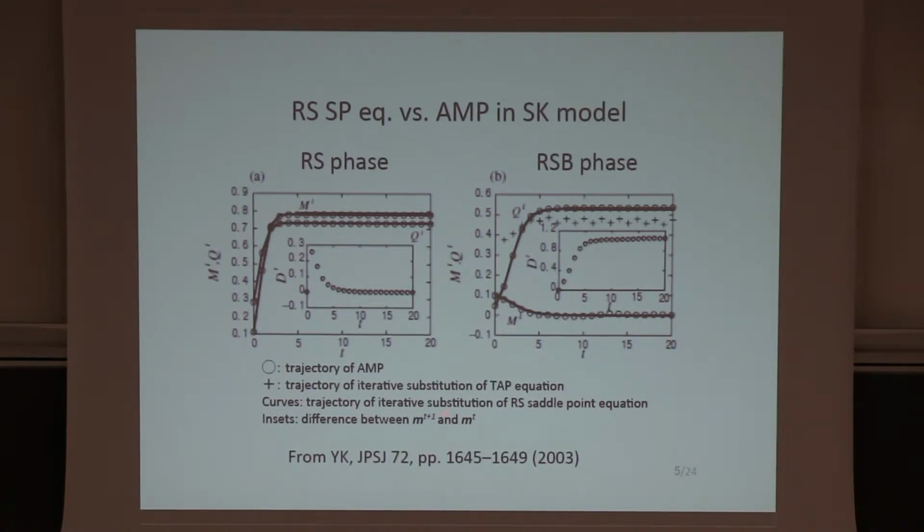But you can see that here in the inset, this plots the difference between the state vectors at two successive times. In the RS phase, this decays to 0. So this means that the algorithm converges to the fixed point. But in the other, RSB phase, it keeps a finite value. This means that macroscopically, the dynamics converge to some state, but microscopically, it keeps moving. Right? So the fixed point is unstable.